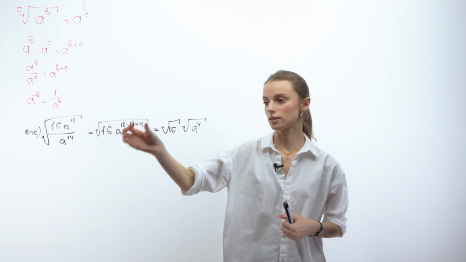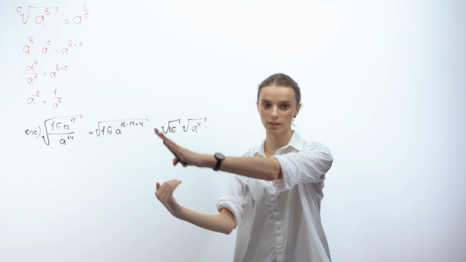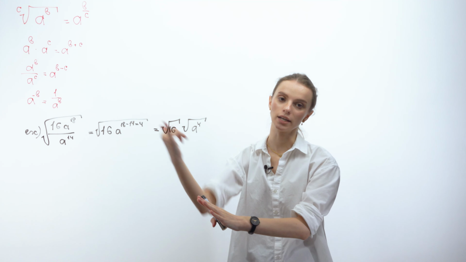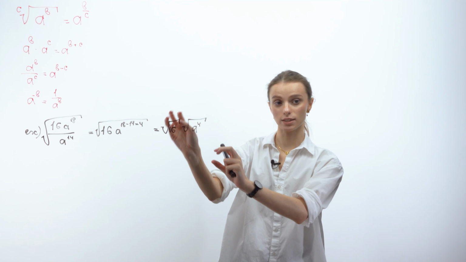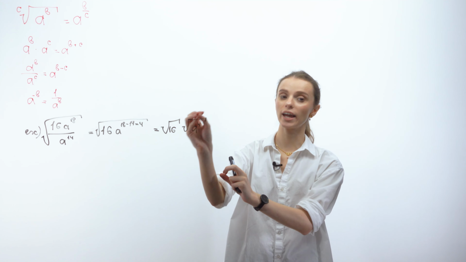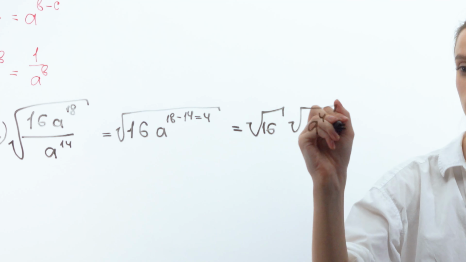Because here it basically tells you the square root of the number that is inside, and the number that is inside is 16 multiplied by a to the 4th. And you can just separate them. You can first take square root of 16 and then take square root of a to the 4th. Let's take square root of 16. What number is that? That is 4.